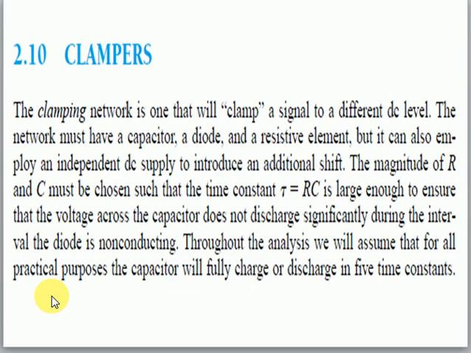This means the values of R and C must be chosen such that the time constant tau equal to RC is large enough. When the diode is reverse biased, that is, in the off state, the non-conducting state, then the capacitor doesn't discharge significantly. So we must consider the values of R and C in this case.